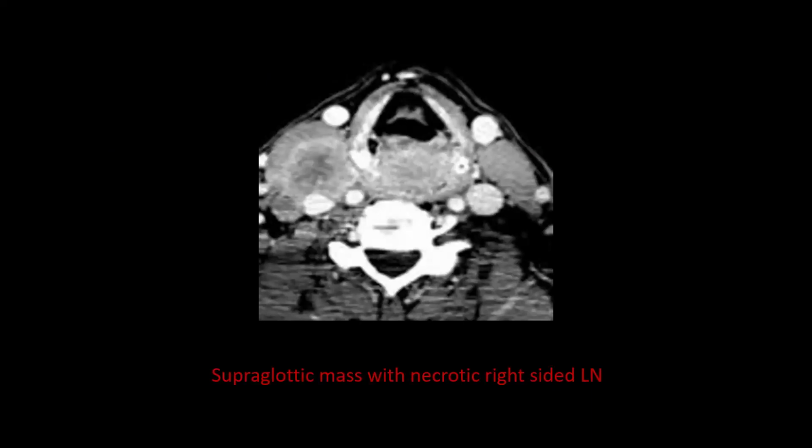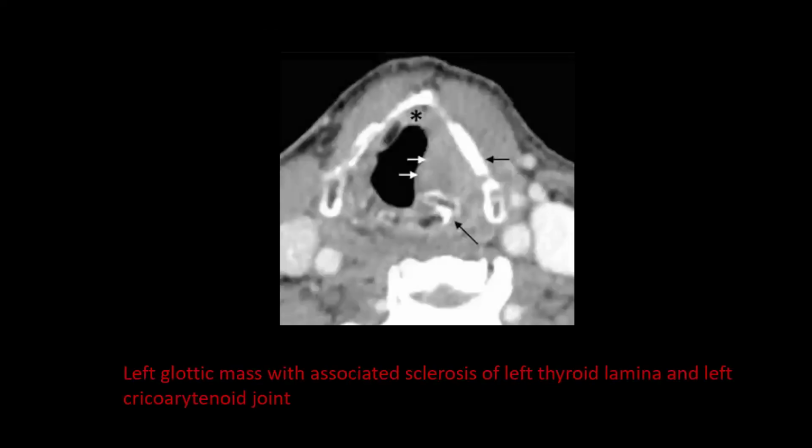As you can see in this image, there is a supraglottic mass with associated large necrotic lymph node. And in this image, we have the left glottic mass with associated sclerosis in the left thyroid lamina and the left cricoarytenoid joint.